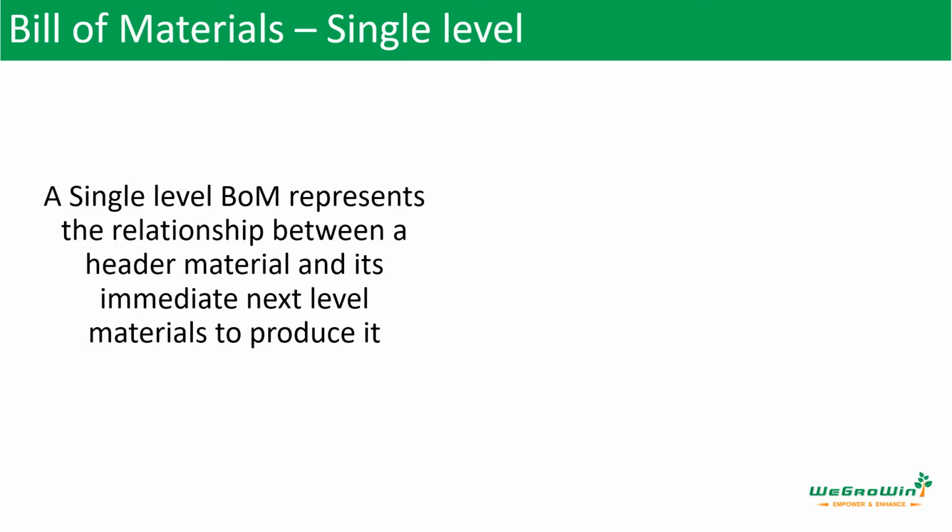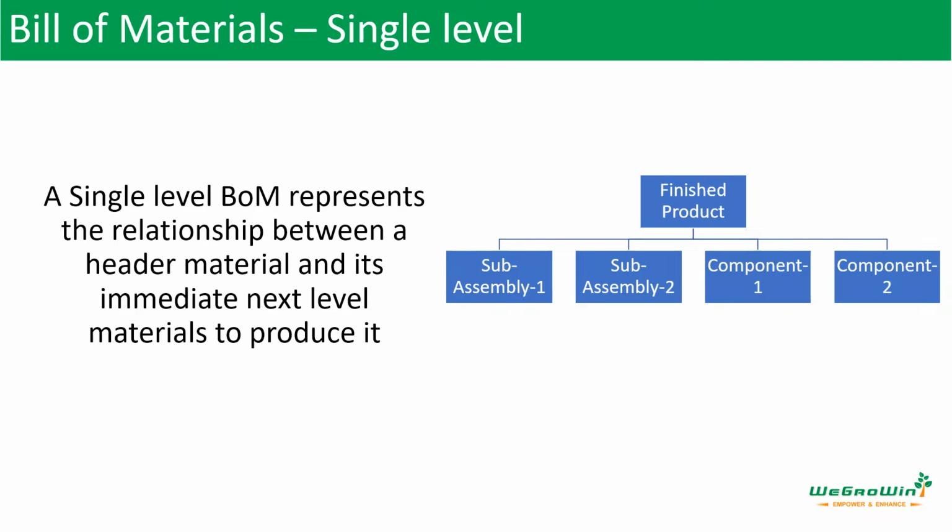So for bill of materials, there may be a single level bill of material or a multi-level bill of materials. Single level bill of material represents the relationship between one header material and its immediate next level materials to produce a product. Here we see an example. To produce a finished product, we need one sub-assembly, sub-assembly 2, then we have component 1, component 2. So these are the immediate next level BOM. This is called a single level bill of material.